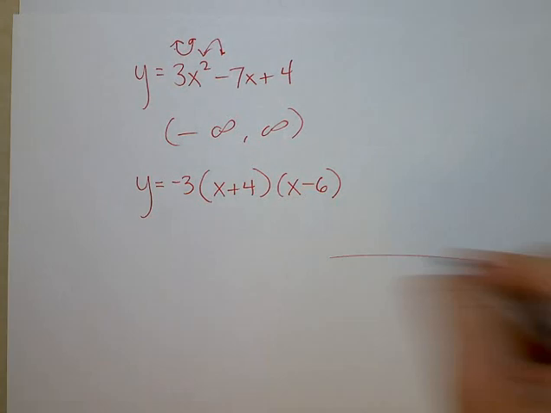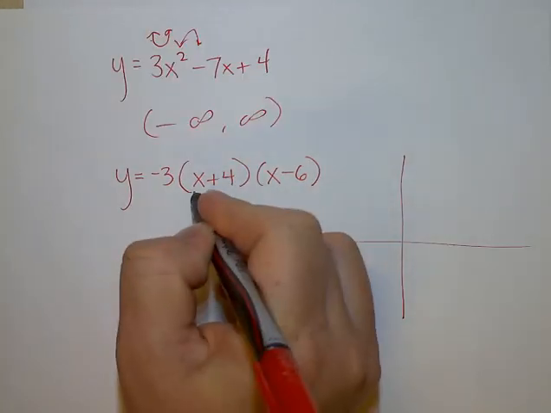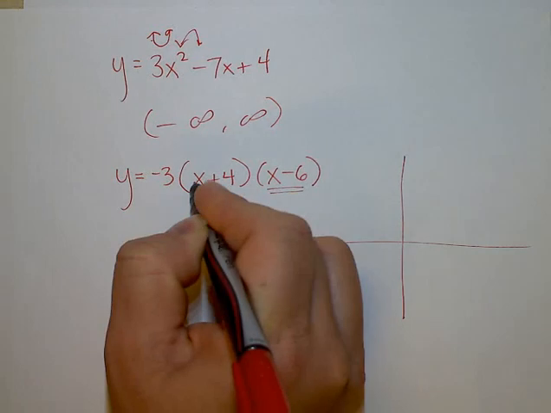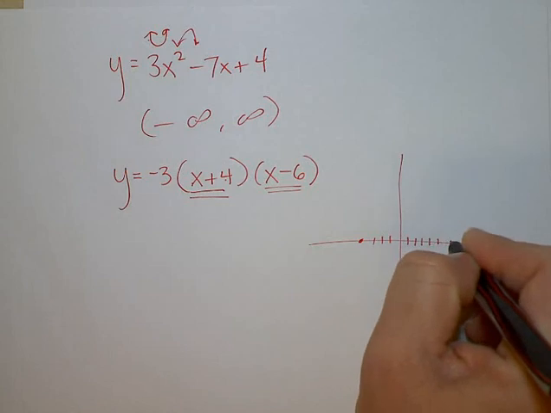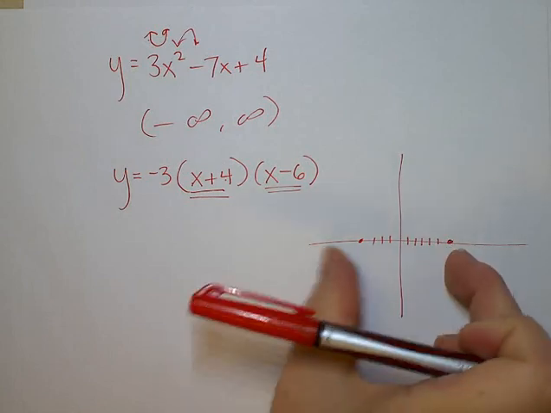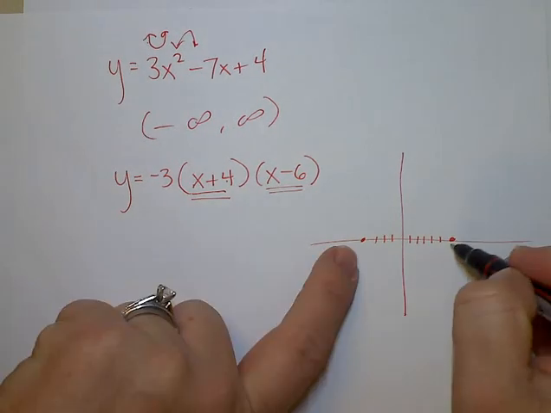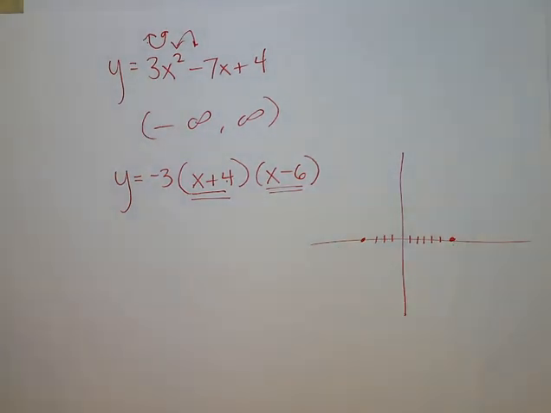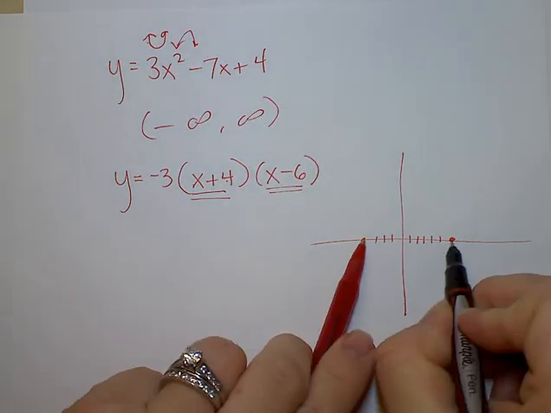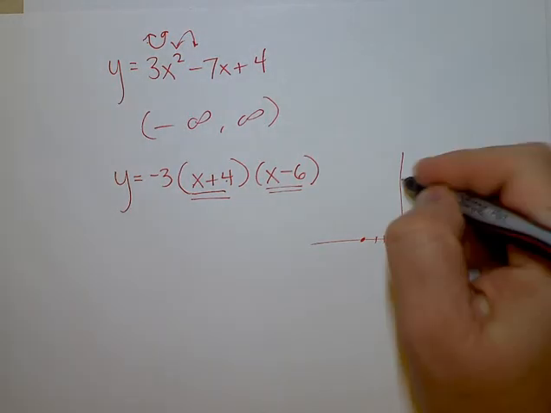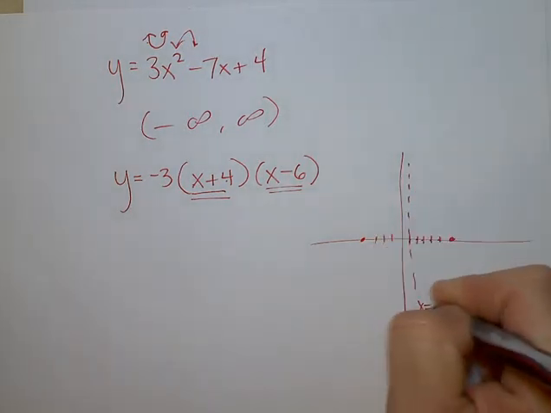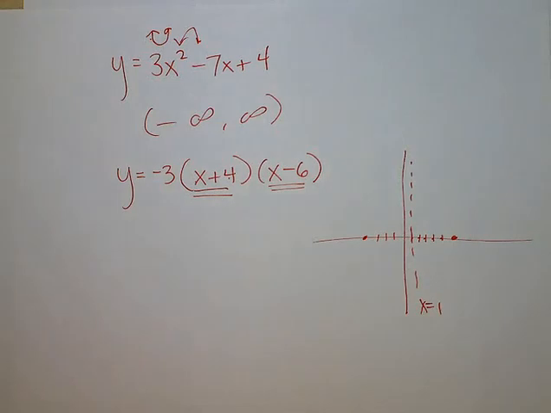Okay. How can we quickly do that? Well, the nice thing about factored form is we can quickly identify the x-intercepts. One is -4, one is +6. Now, the axis of symmetry will fall directly in between these two. So here's visually how we can quickly find the axis of symmetry. We can go in one, in one, in one, in one, in one, and it falls on the equation x equals 1. Okay, x equals 1 is where it lies.